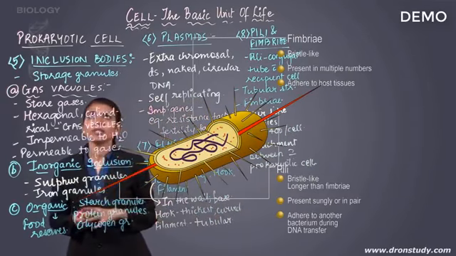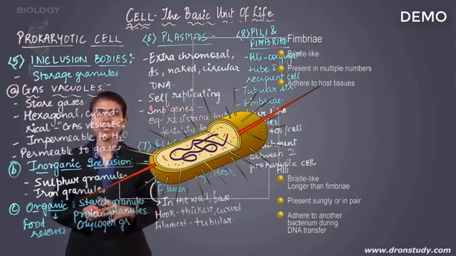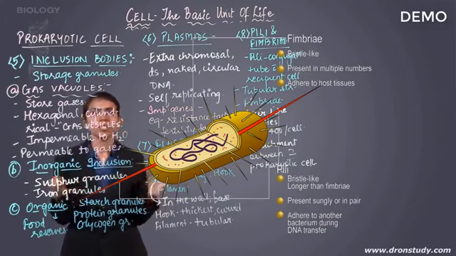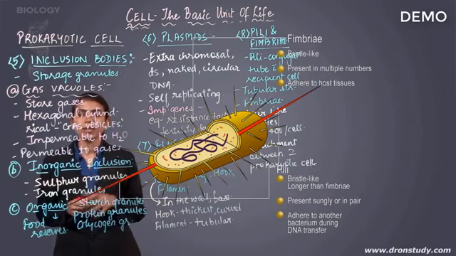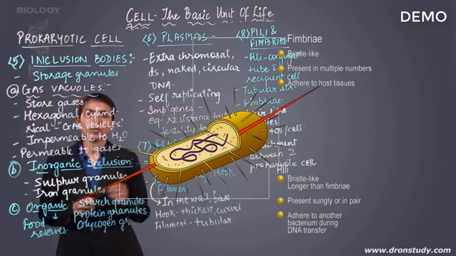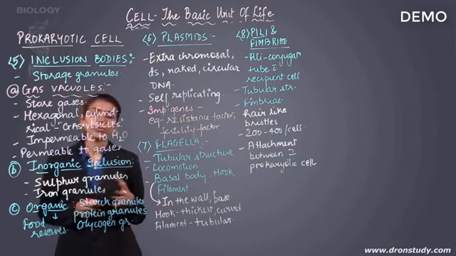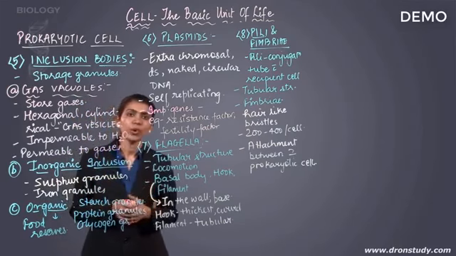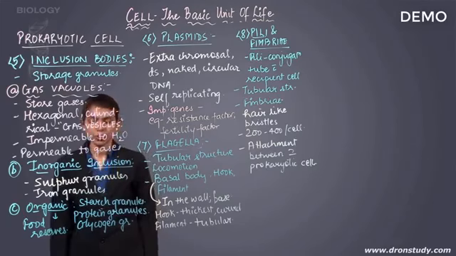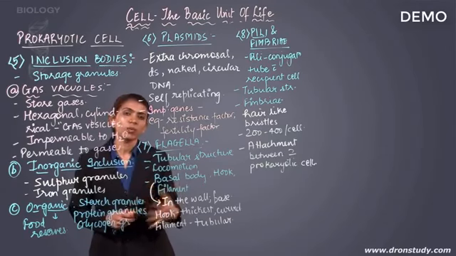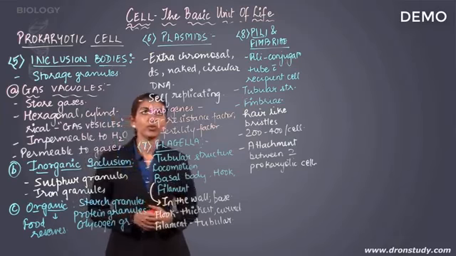Let us revise. We have the inclusion bodies, which are basically storage granules. They may be of 3 types. Gas vacuoles, which store gases. They are hexagonal cylindrical structures called gas vesicles, which come together and form a gas vacuole. These vacuoles are impermeable to water, but permeable to gases. Second are the inorganic inclusion bodies, which could be sulfur granules, iron granules, and so on. The third are the organic inclusion bodies, mainly concerned with food reserve. These can be protein granules, starch granules, or granules of glycogen.